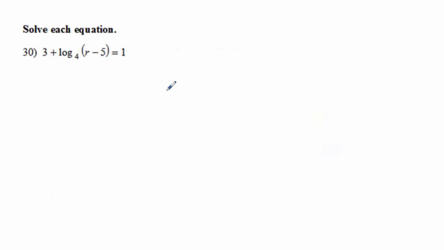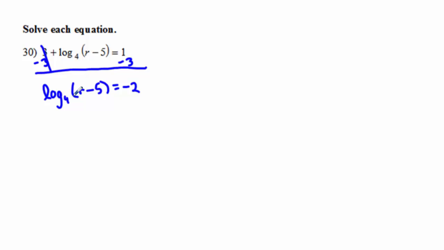So last, logarithm. I need to solve for my logarithm. So that means I would subtract 3 from each side, because what's happening is I am adding 3 on this side, so I need to subtract it to the other side. So that's log base 4 of r minus 5 equals negative 2. Now I'm going to rearrange my equation. 4 to the negative 2 equals r minus 5.